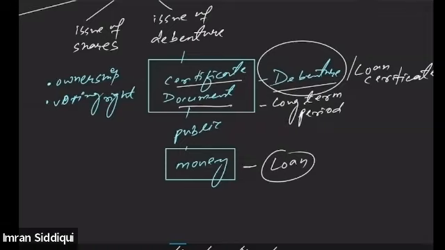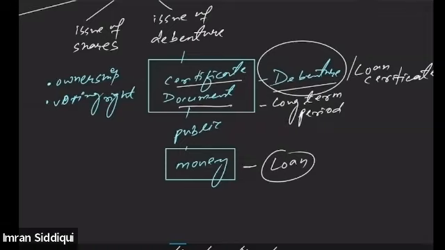Debentures have a specified period of time for which money is being taken by the company. Generally, debentures are issued when the company wants to borrow funds for a longer period of time, for example 10 years, 12 years, 15 or 20 years. So in that situation, the amount is borrowed from the public for a period of 15-20 years.